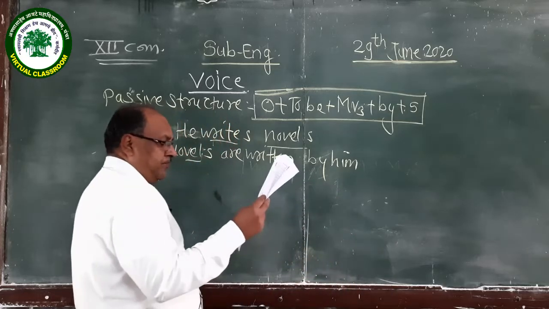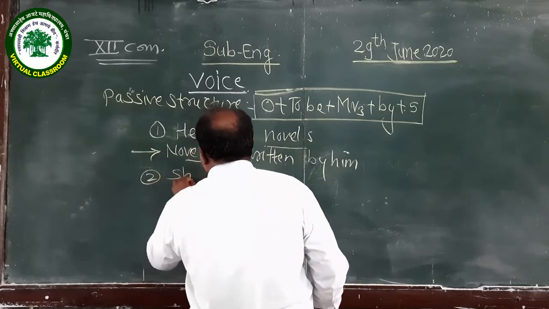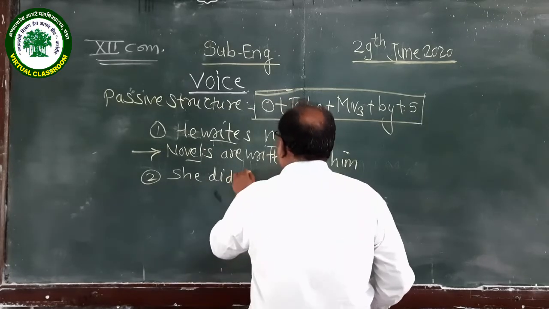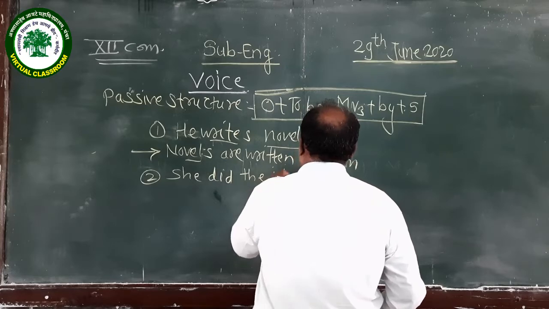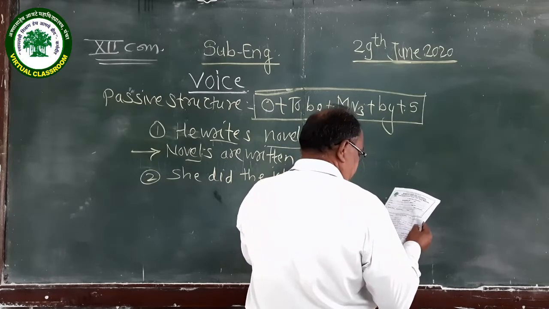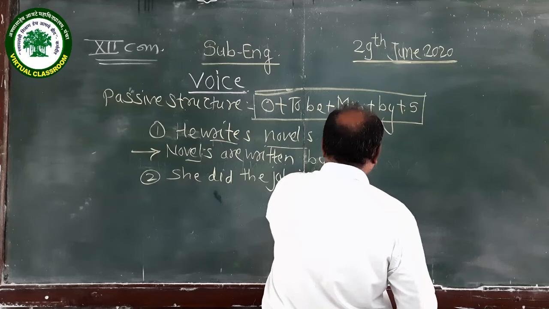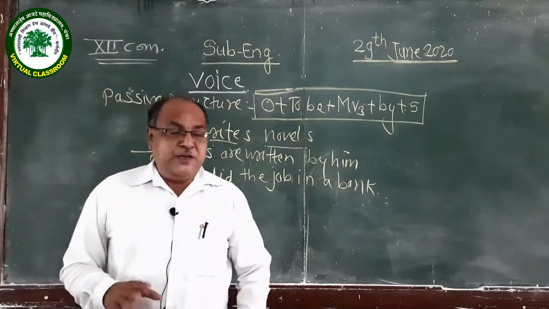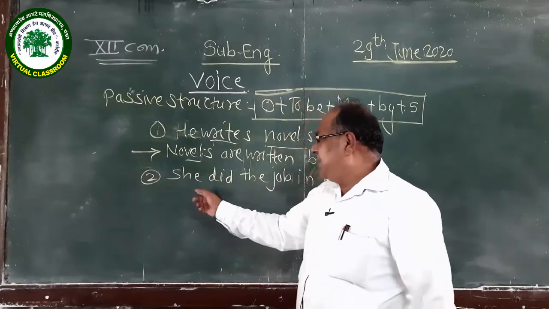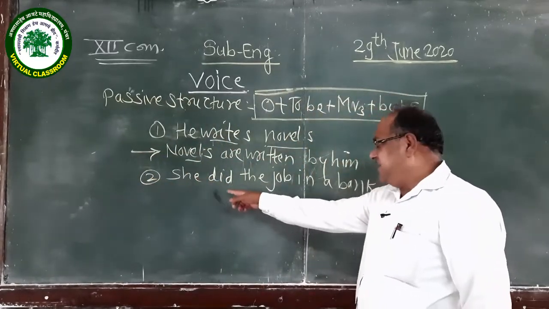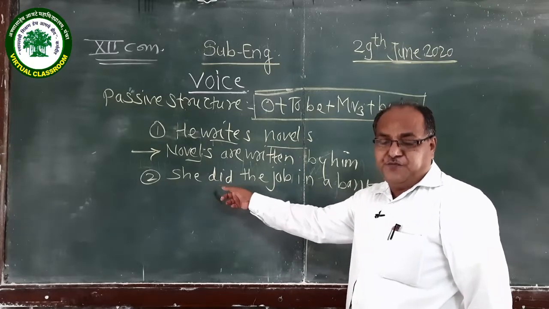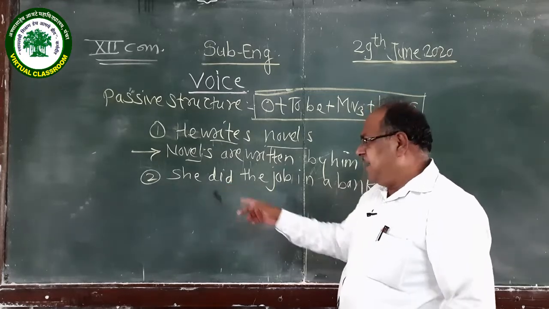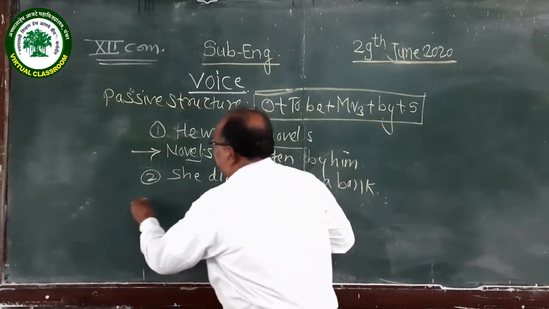Then one more example I want to discuss. She did the job in a bank. So this is a sentence. First of all we understand what the tense of this sentence is, and the tense should be understood with the help of the form of the verb. Here the form is did, simple past tense. Now we should change this sentence into passive form.